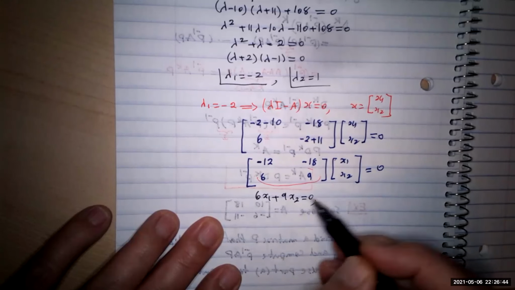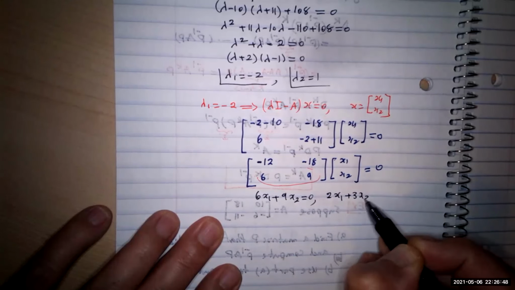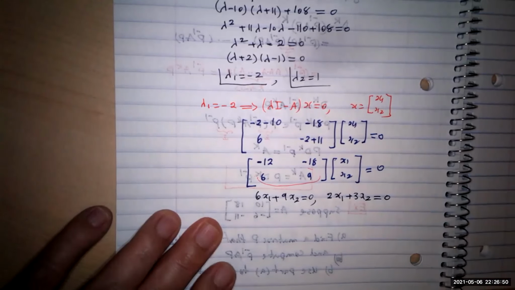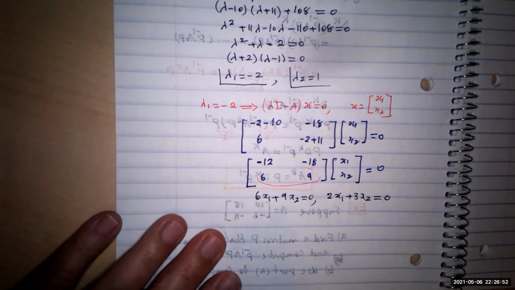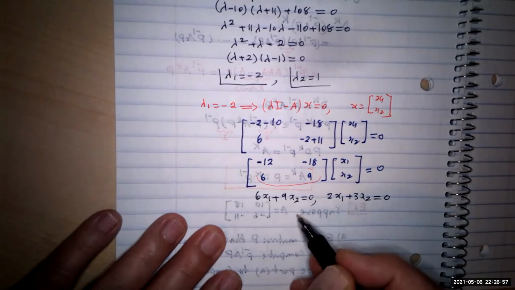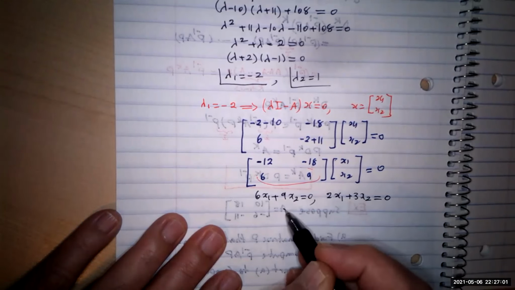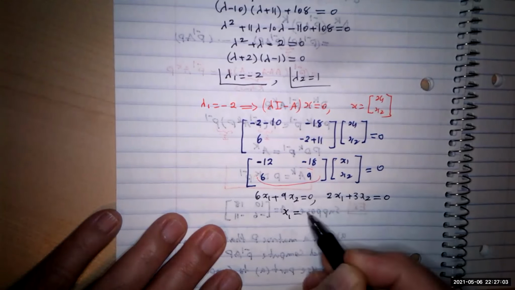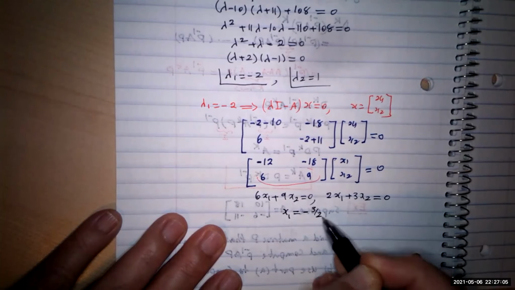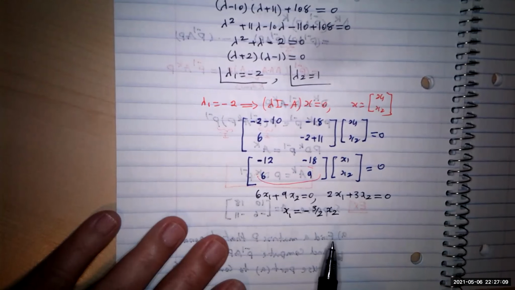So I divided by 3, so that gives me 2x1 + 3x2 = 0. Okay, just solve for one of them. For example, if you solve for x1 or x2, it doesn't matter. So I have x1 equal to -3/2 of x2.